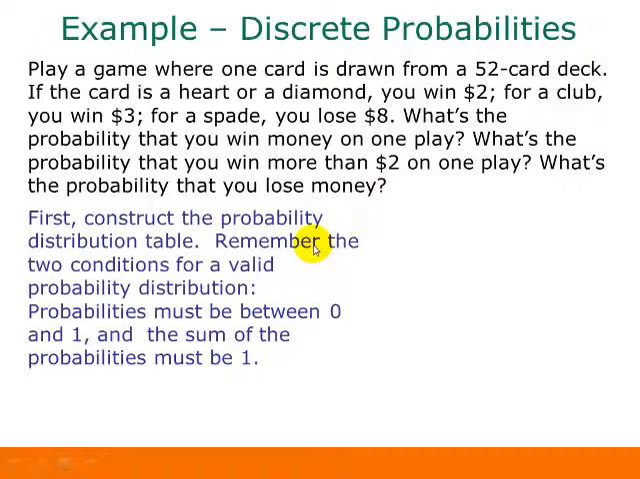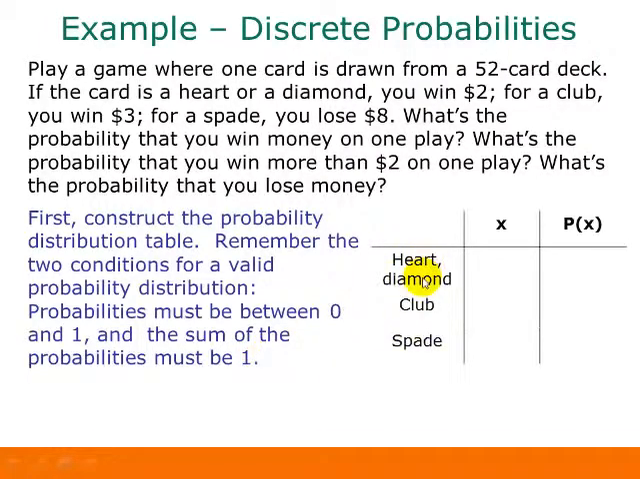First, we're going to construct the probability distribution table for this game. And remember the two conditions that we just talked about. The probabilities have to be between 0 and 1, and the sum of the probabilities has to be 1. So here are our outcomes in words. We can list hearts and diamonds in the same row because they have the same numerical outcome. For either one of those, you win $2. Clubs has a different outcome, that you win $3, and spades has another different outcome in that you lose $8. So for our numerical outcomes, we're going to use the amount of money won or lost, and if it's a case where you're losing money, we're going to make that a negative number. So our numerical outcomes would be 2, 3, and -8.